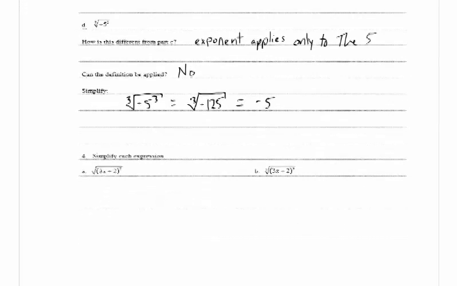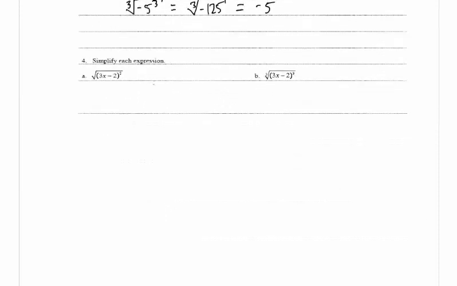In 4, it says simplify each expression. So we're going to use the definitions. So we have the square root of (3x minus 2) all squared, and we're going to say that that is equal to the absolute value of 3x minus 2. And in B, we have the cube root of (3x minus 2) all cubed, and that is equal to 3x minus 2. When we have an odd root, we don't need our absolute value signs. And that's the video on simplifying nth roots.